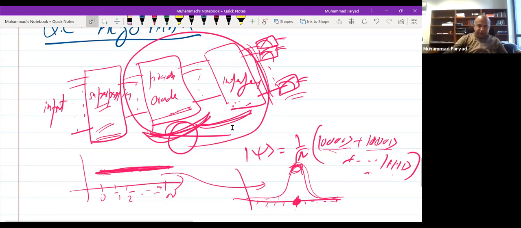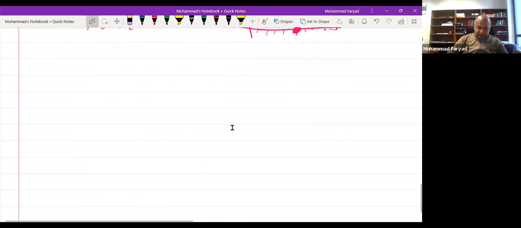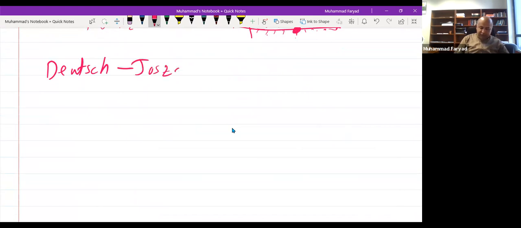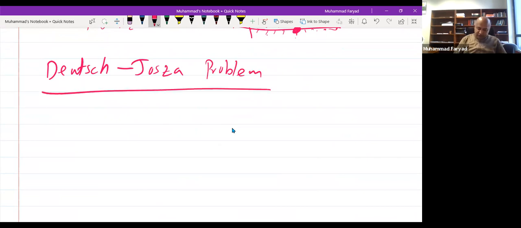So let's now move on to the actual quantum algorithm, which is the Deutsch. And I'll come to this block diagram of quantum algorithms later on as well, a couple of times, to make this clear. So right now we are talking about the algorithm.